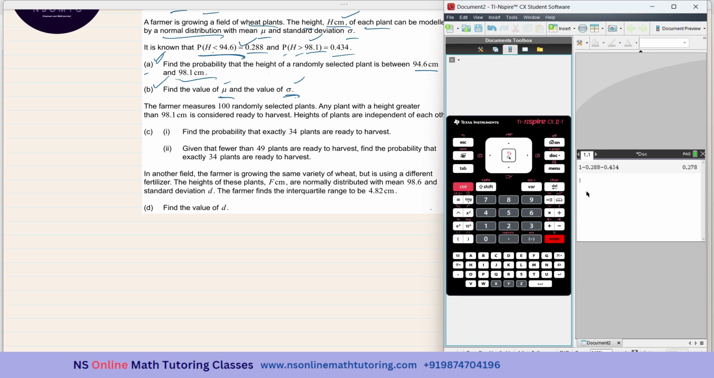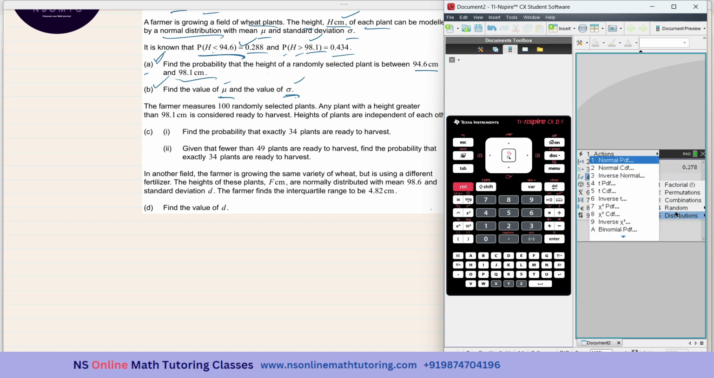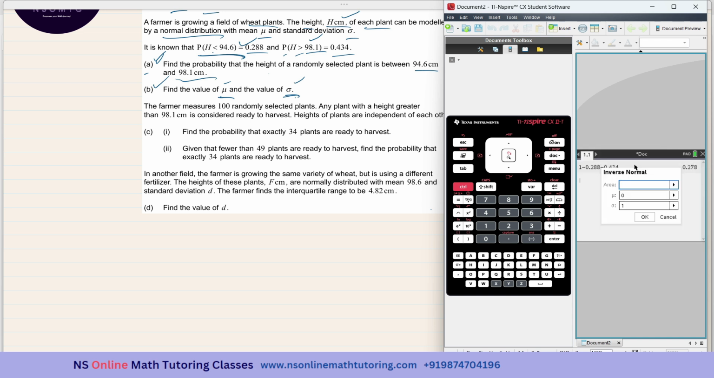I go to menu, then probability, then distribution, and then inverse normal because the probability is known. The area is 0.288, mu is 0 and standard deviation is 1. So the Z1 value is negative 0.5592367 and so on. So negative 0.55923. Let me write.